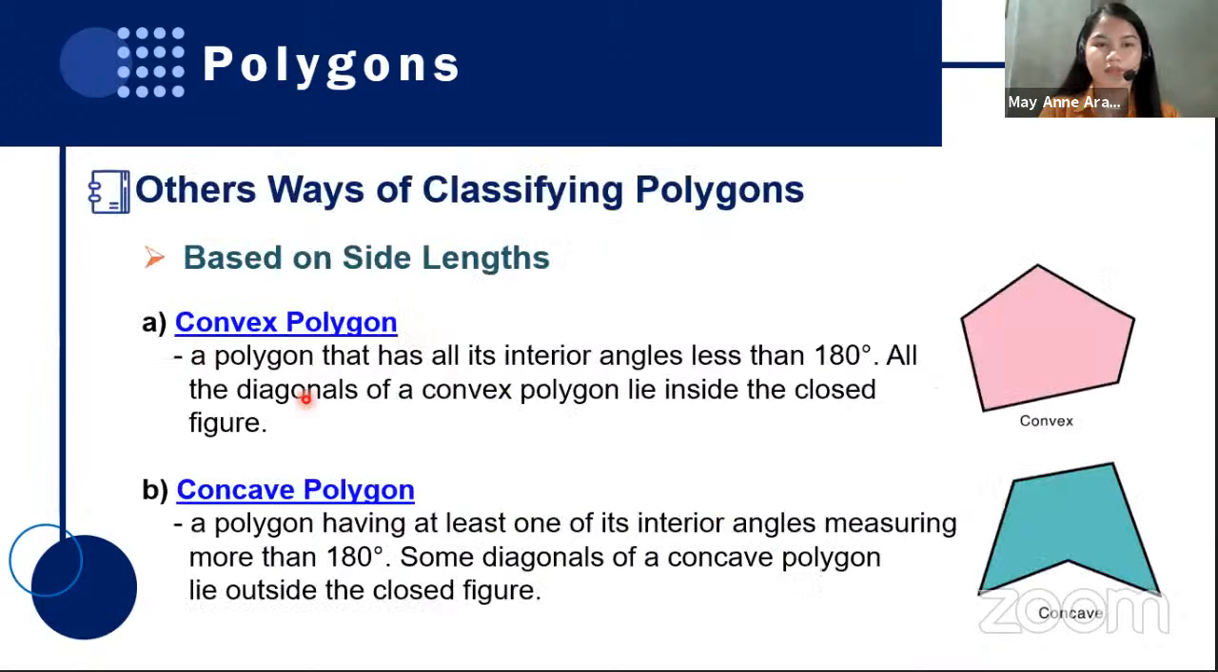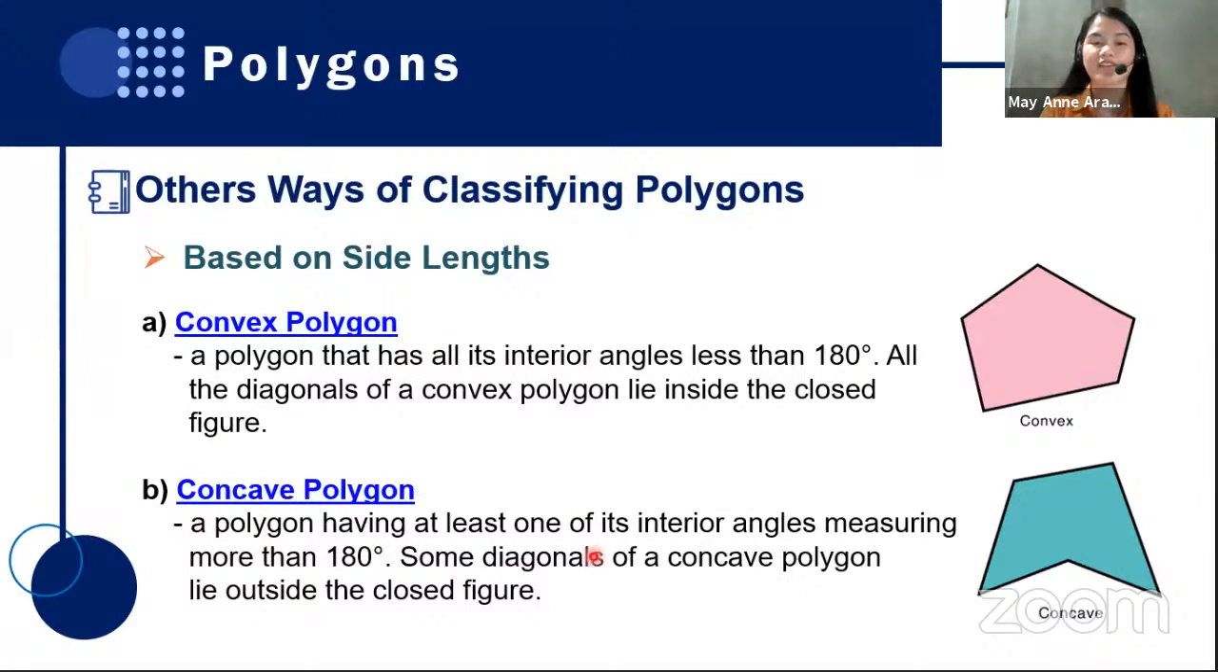Okay, aside from that, there are other ways to classify polygons. We can classify them based on their angles. A convex polygon is a polygon that has all its interior angles less than 180 degrees, and all the diagonals of a convex polygon lie inside the closed figure. So for example, we have here a convex polygon. So this is convex.